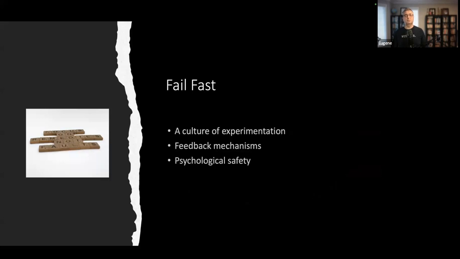The next thing is a culture of fail fast, right? So that is basically being okay to be wrong, being okay to fail, right? Having good feedback mechanisms for when that happens. And obviously having the psychological safety on the team to make sure that if failures occur, the team members are not afraid of them and they're not trying to hide them, right?